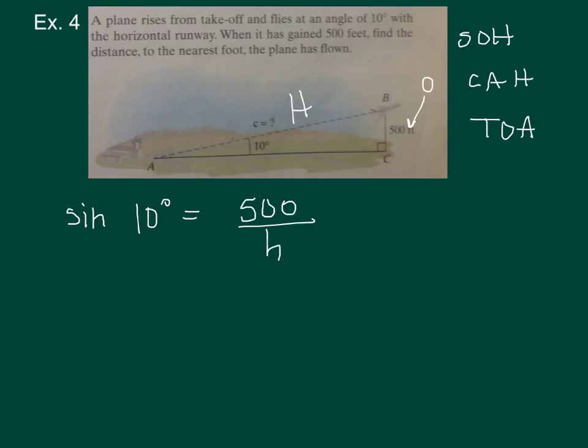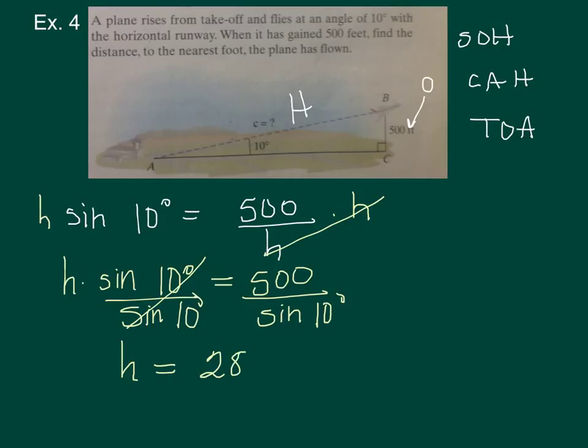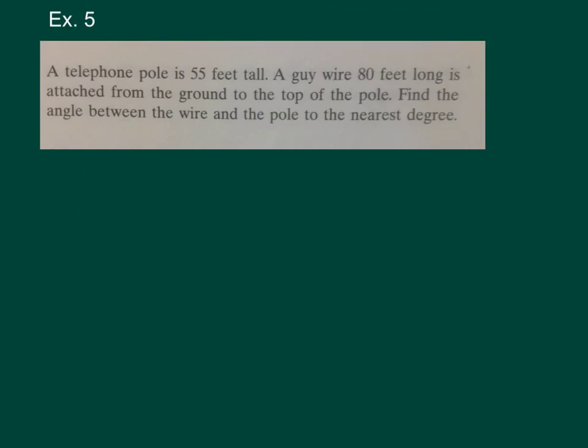Now, this one's different because our variable is in the denominator. So you have to multiply both sides by your variable. So you're going to get h times sine of 10 equals 500. And this time you have to divide instead of multiplying. So in your calculator, you're going to do 500 divided by sine 10. And your answer should be 2,879 feet. Always put the units.